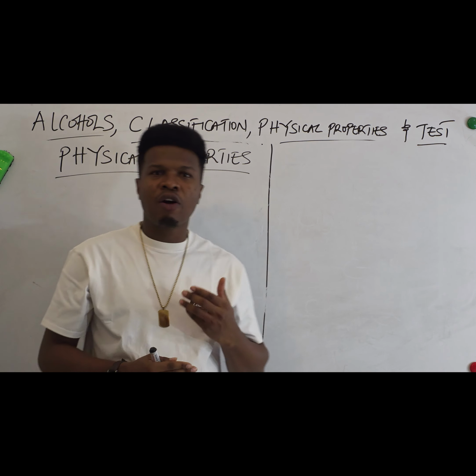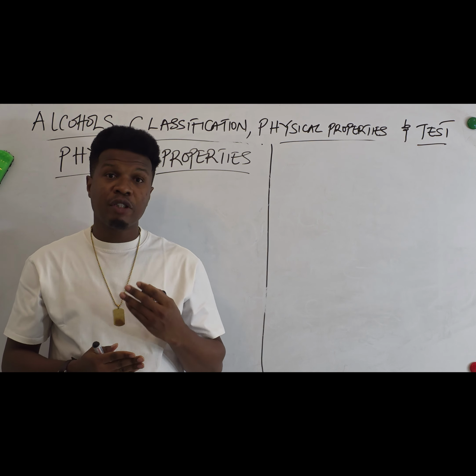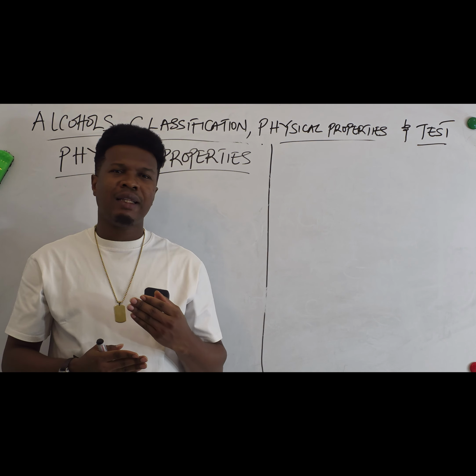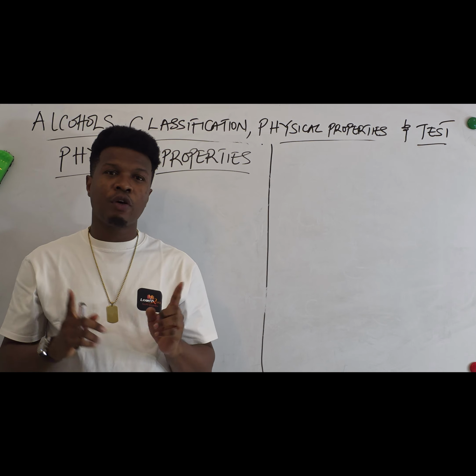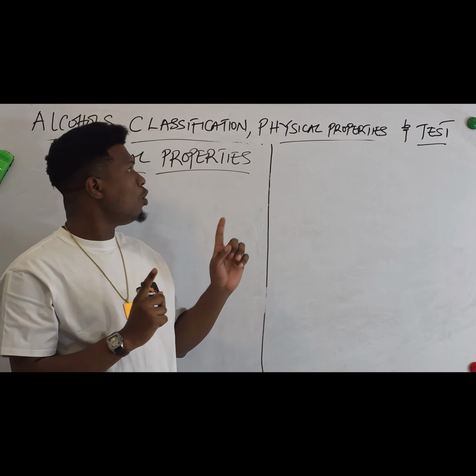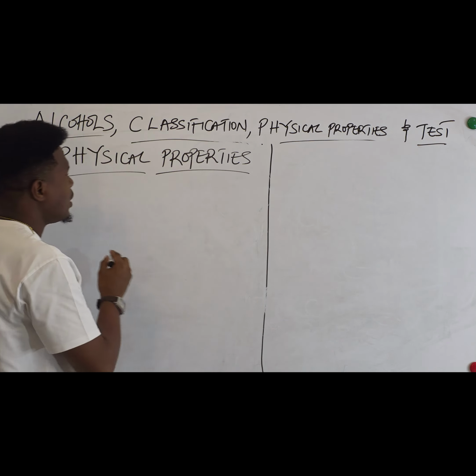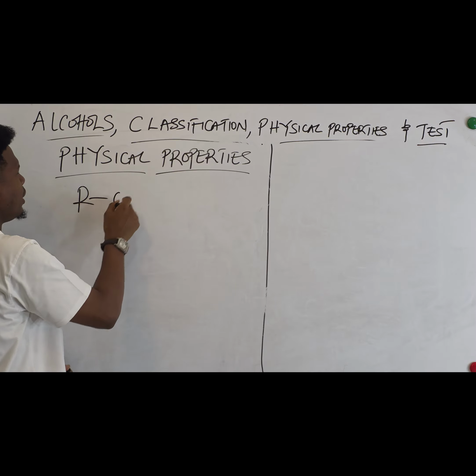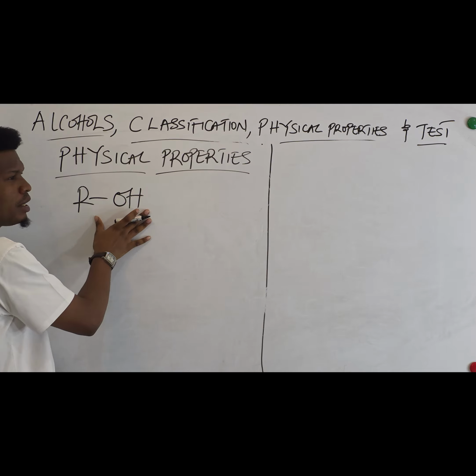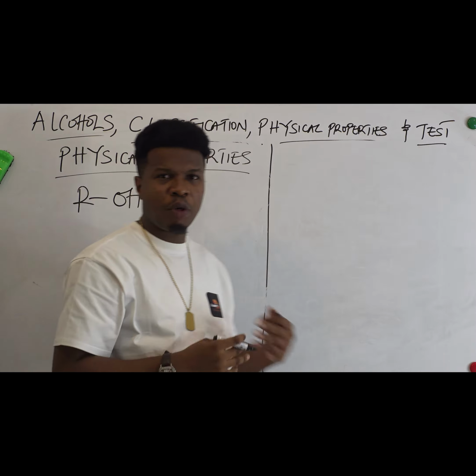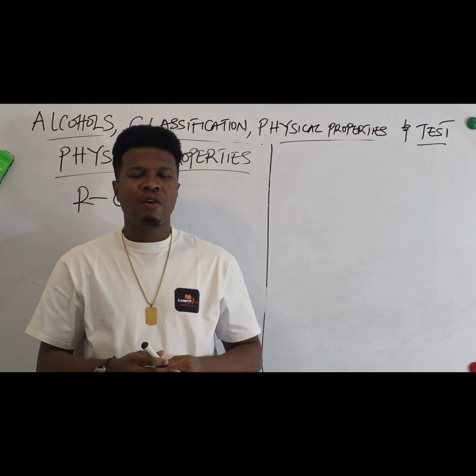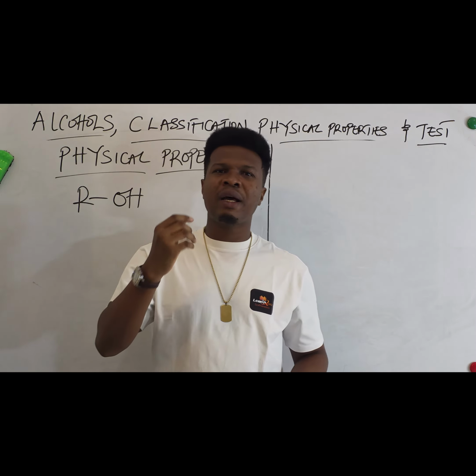Now remember that alcohols have what we call hydrogen bonding. Okay, and that hydrogen bonding is as a result of the OH in them. Remember the OH in alcohols. Alcohols have this OH. So because of this OH, there is another extra bonding called hydrogen bonding, which is one of the key factors that determines the physical properties.